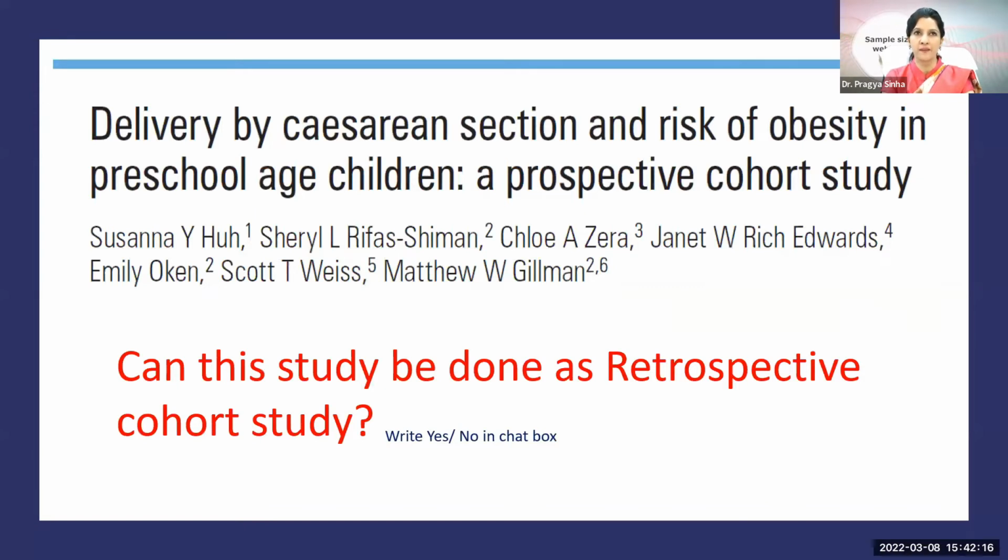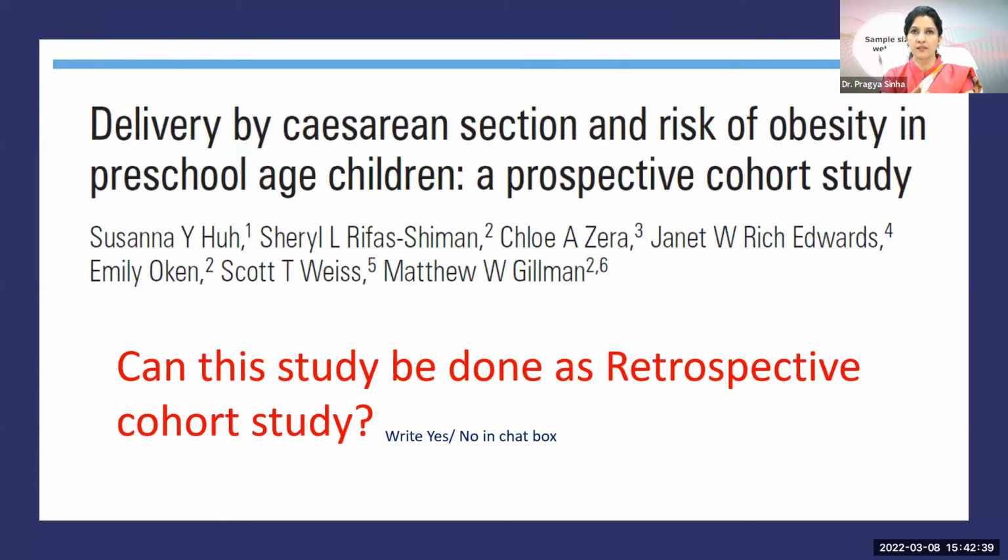Now there is another title you can see: delivery by cesarean section and risk of obesity in preschool children. In this case, what is the exposure and what is the outcome? First define that. Yes, exposure is cesarean section, and the outcome is very obvious: obesity in preschool children.